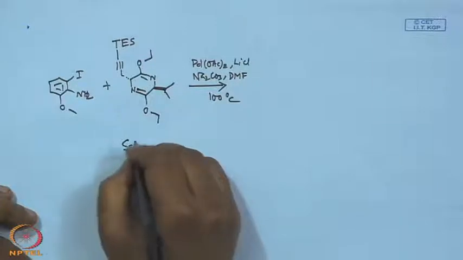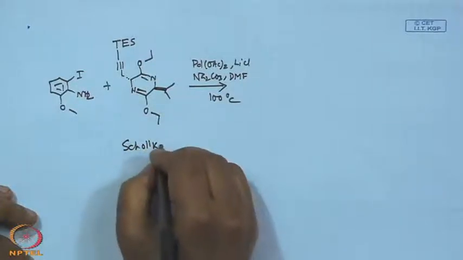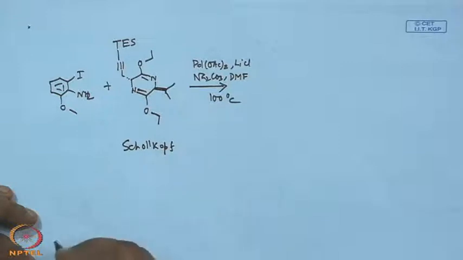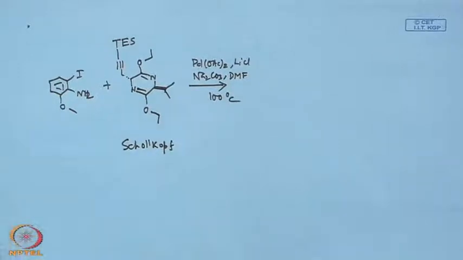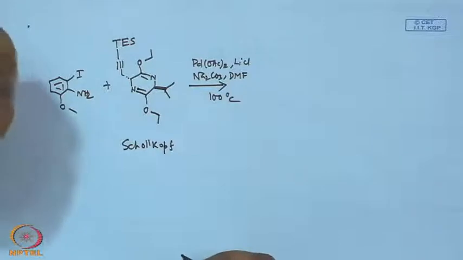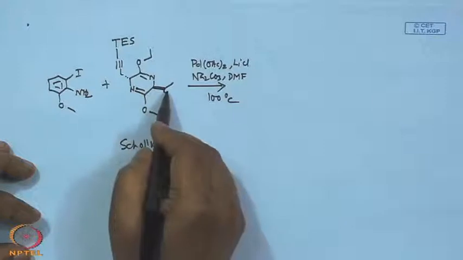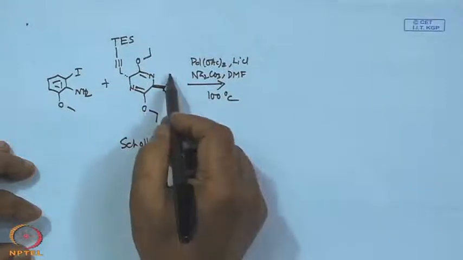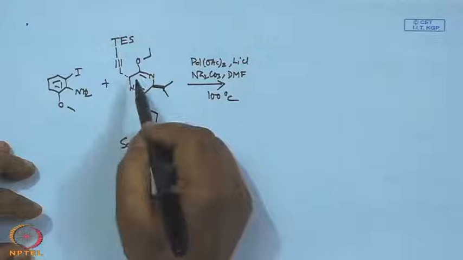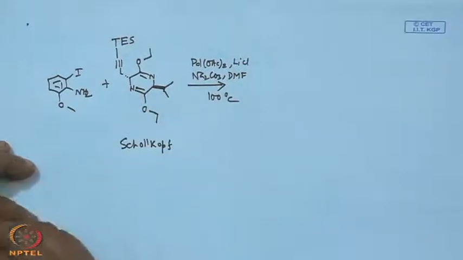Silicon is heavily substituted, so it is a larger group, and this other auxiliary is actually a pretty famous one, the Schöllkopf auxiliary. It is a chiral auxiliary, it can produce amino acids. And it is obtained from, if you look at this substrate here, this portion comes from valine, the other portion comes from glycine.